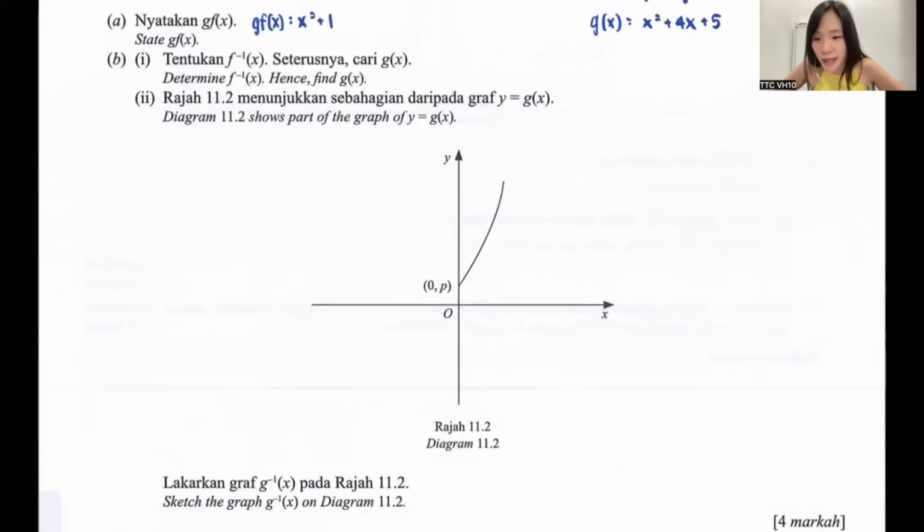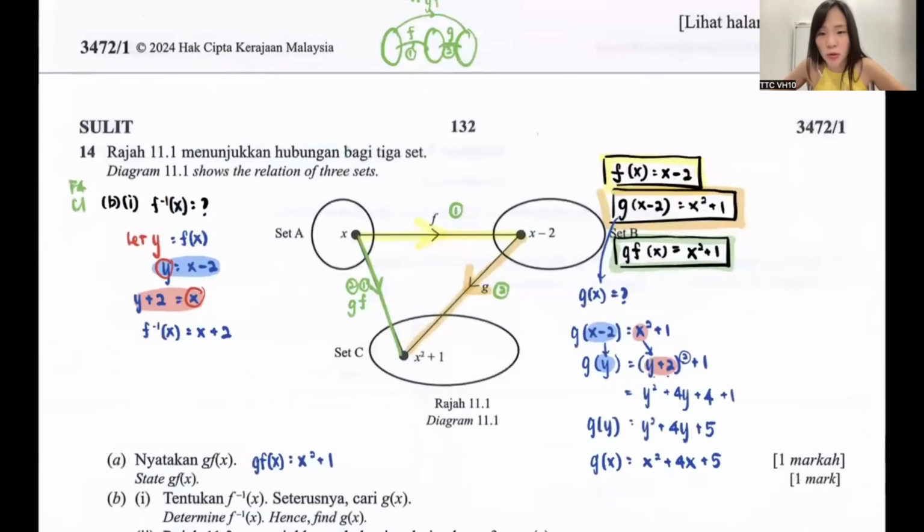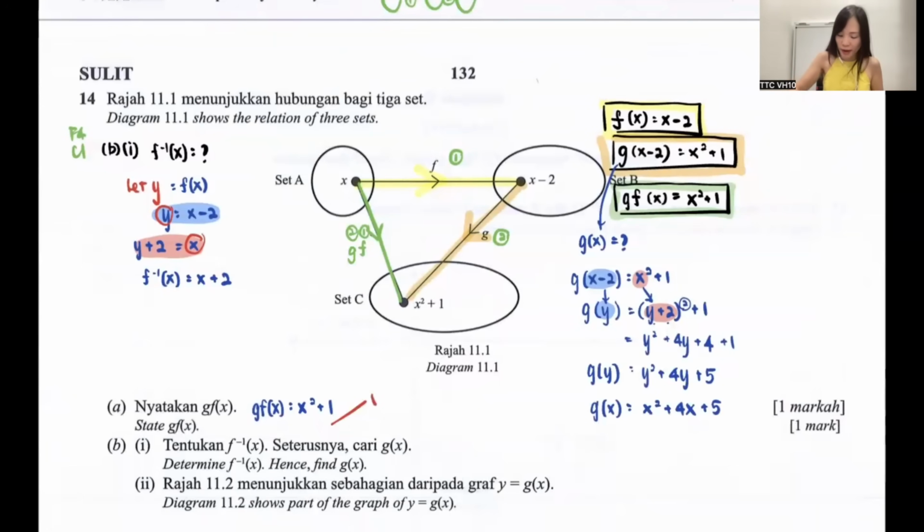Wait, I'll see how many marks first. 4 marks. Drawing should be 1. So this one should be worth 3 marks. Okay, this one 1 mark. So the moment you guys get F inverse X, 1 mark. Just now, when you guys were able to write GY and letting the X become Y plus 2, 1 mark, getting this answer another 1 mark. So far like that, okay?